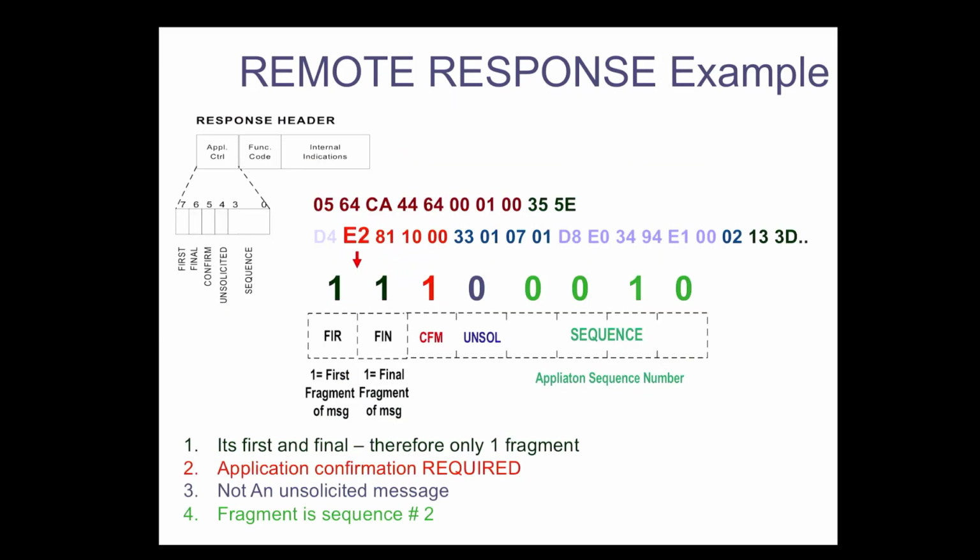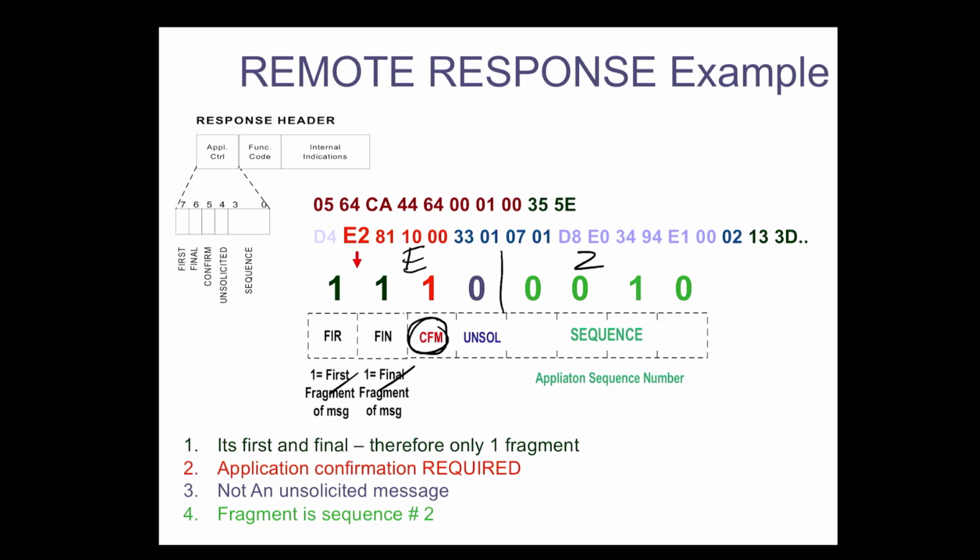So anyways, we're looking at the application header, and the first thing we're going to look at is the first byte of information, which is the E2 value. So if you convert E to binary, you're going to have 1110, and if you take 2 and convert it to binary, you're going to have 0010. So again, following the same format, that's indicating it's the first and the final fragment. This guy is looking for confirmation. Now it's interesting, we see this as a 1 saying that the remote is actually looking for confirmation from the master.